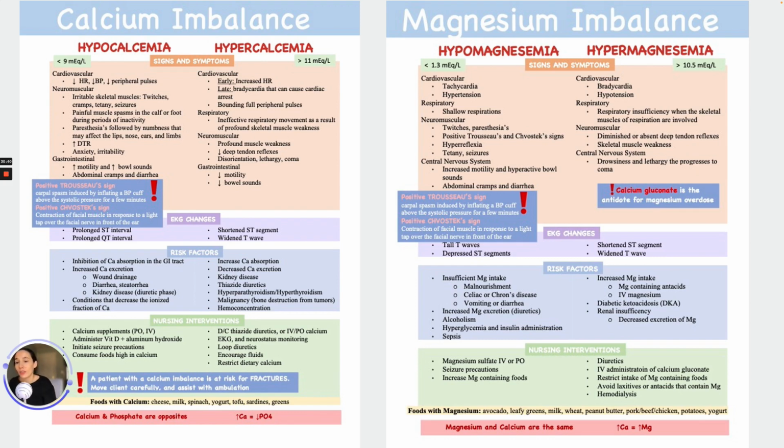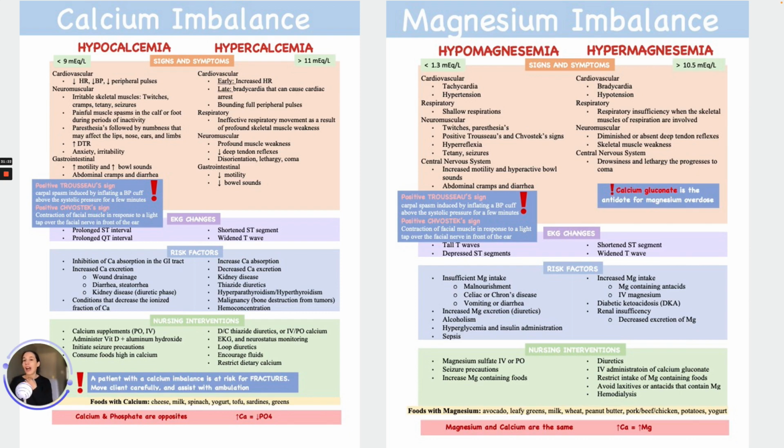Risk factors: increased calcium absorption, decreased calcium excretion, kidney disease, thiazide diuretics, hypoparathyroidism or hyperthyroidism, malignancy, which could occur from bone destruction of tumors, and hemoconcentration. Nursing interventions are to discontinue the thiazide diuretics or IV or PO calcium. Make sure to monitor EKGs and neurostatus. We can use loop diuretics, encourage fluids, or restrict dietary calcium.